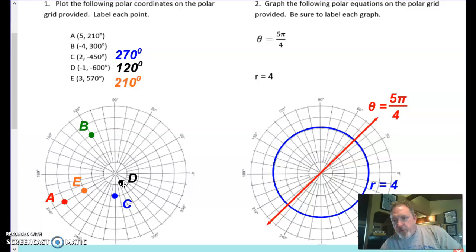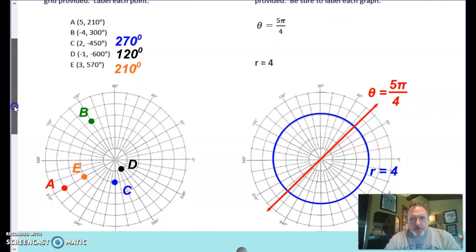For number 2, you're looking at theta equal to a value. That's just going to be a line. So this is really 225 degrees. Try to rough it in here. These are by 10, so as best you can in the middle. That line's going to extend through the entire graph. And then r equals 4 is just a circle with radius 4. So definitely this second one should not be too difficult for us.